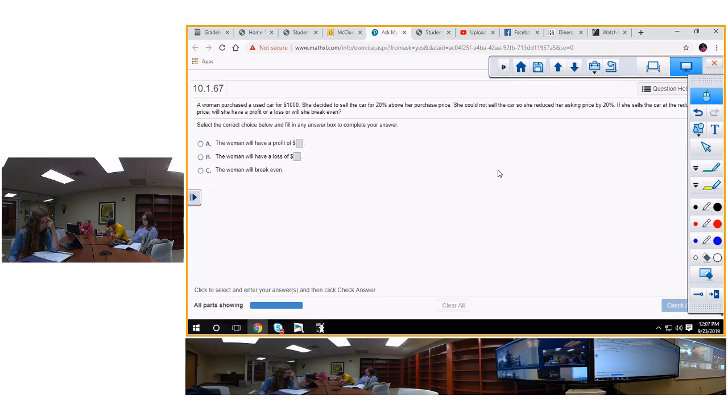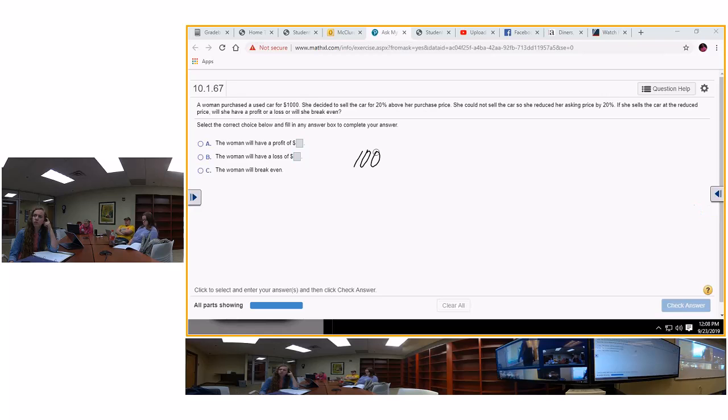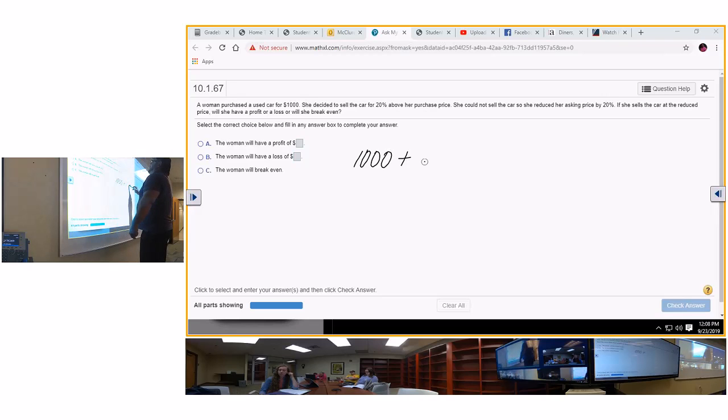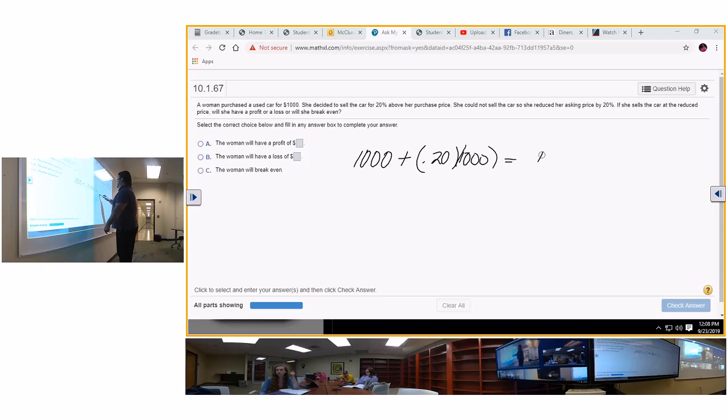So, Walmart equation. 1,000 plus 0.2 of 1,000 is equal to, well, that's easy. 10% of 1,000 is what? 100. So 20%, or 2 times 100, is 200. So that's $1,200.